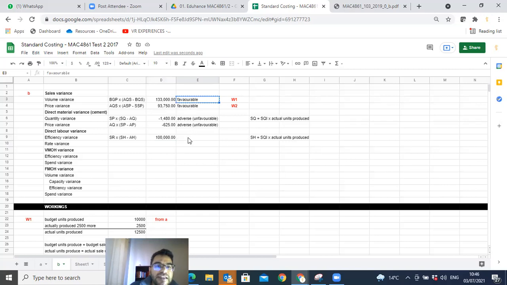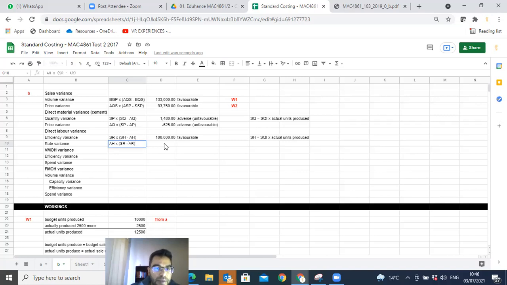But we know there was an increase in labor rate, so we know the rate is going to be unfavorable. When we're doing the rate variance, we're comparing standard rate to actual rate, and we hold the quantity constant. Which quantity? Not budgeted quantity, actual quantity. Remember, quantity we're going to say hours. So it's going to be actual hours multiplied by standard rate minus actual rate.